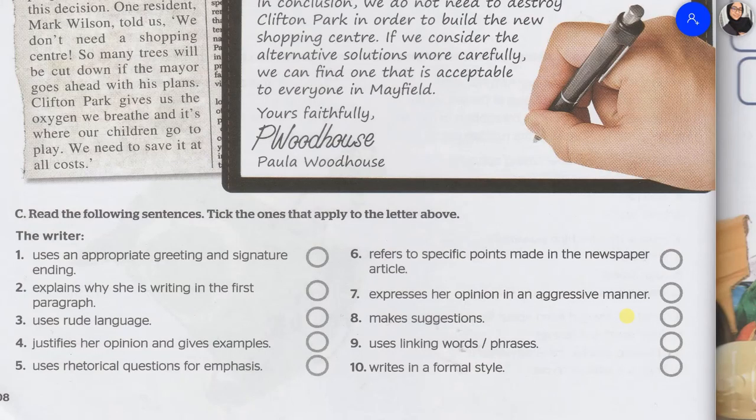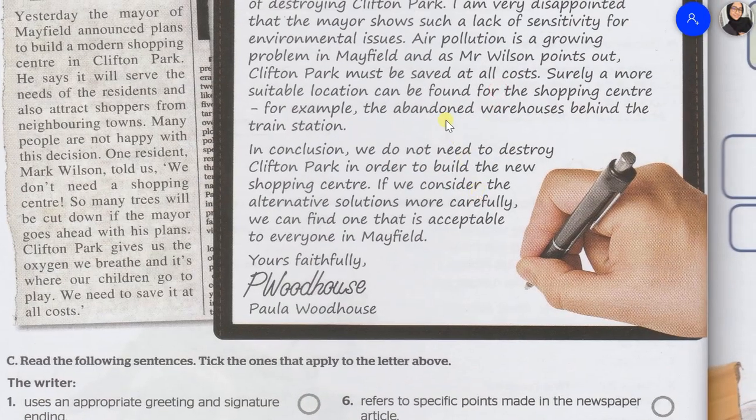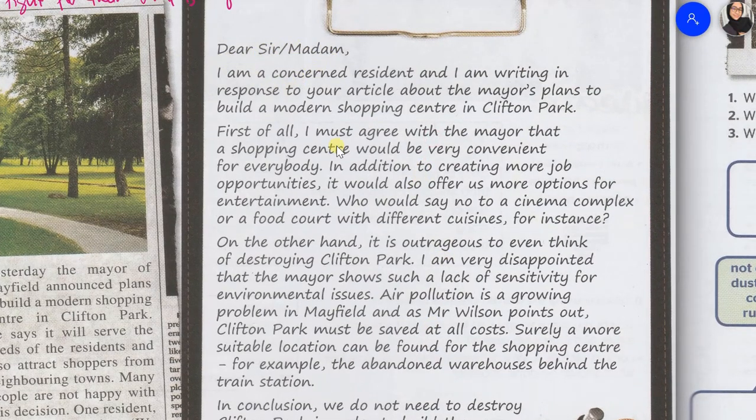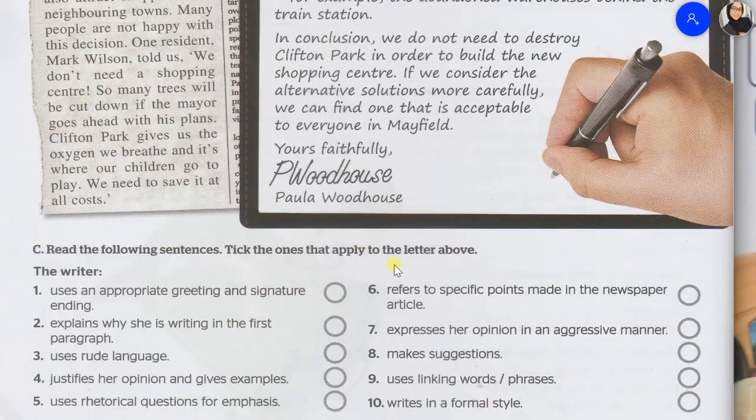Okay, now let's look at task C. Read the following sentences. Tick the ones that apply to the letter above. Okay, so the writer uses an appropriate greeting and signature ending. Is it true? Yes, this is an appropriate ending. Look, there is a sign off, signature, name of the writer. There is a conclusion, greeting, Dear Sir or Madam. Yes, so this one should be ticked.